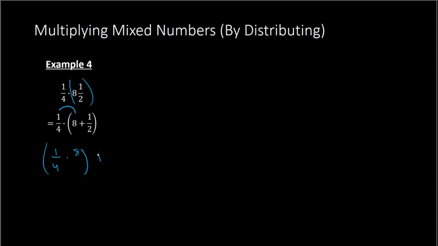And then we have a plus sign. Then we do 1/4 times 1/2. So basically just take the 1/4, the number out in the front, multiply it by both numbers in there separately, and then add them together.